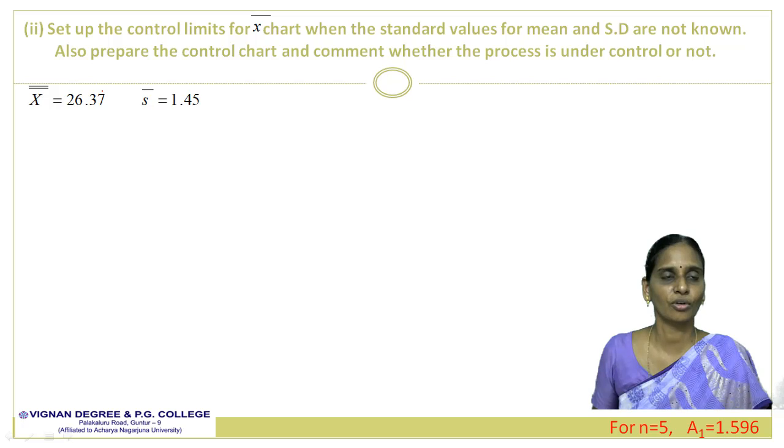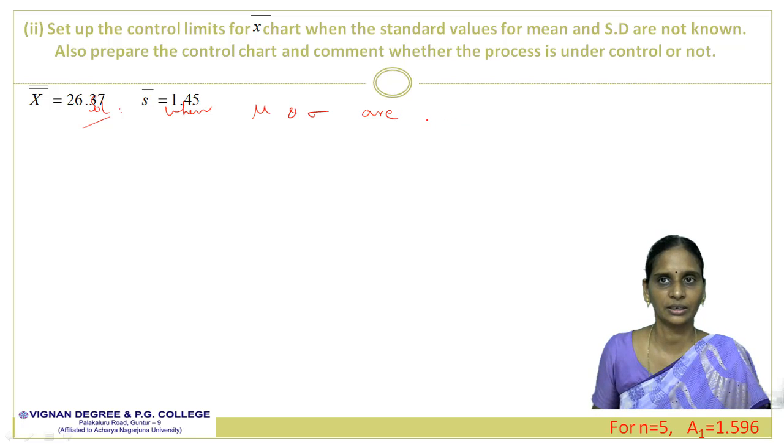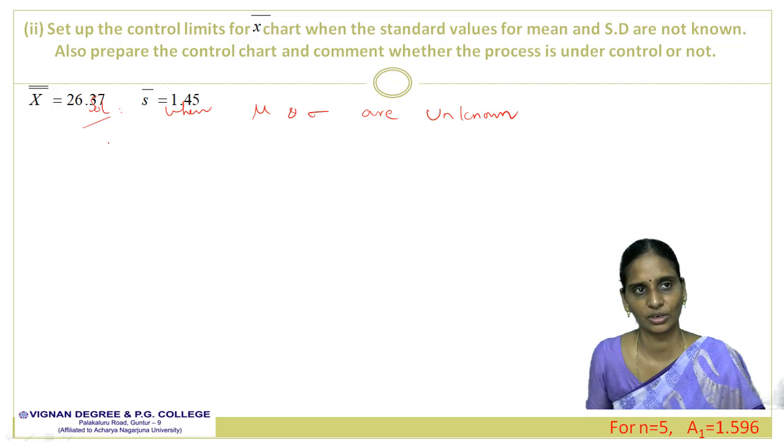Now the solution of this problem: when mu and sigma are unknown values, then the 3 sigma control limits.